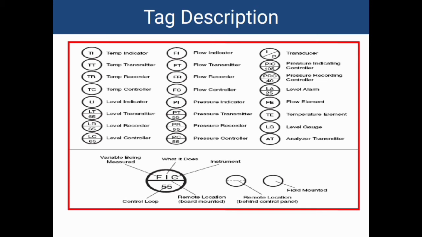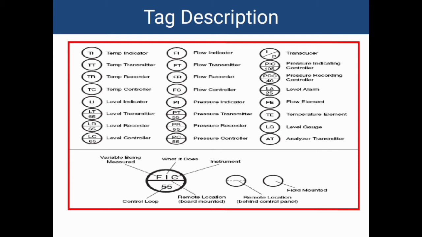It is given in a circle. If it is a simple circle without any line in between, the instrument is located in the field. If it is a solid line, the instrument is located in the control room. If it is mentioned with dotted lines, the instrument is located in the control room, but it is not easily visible to the operator. It will be behind the board. So these are the notations we use to describe a tag.